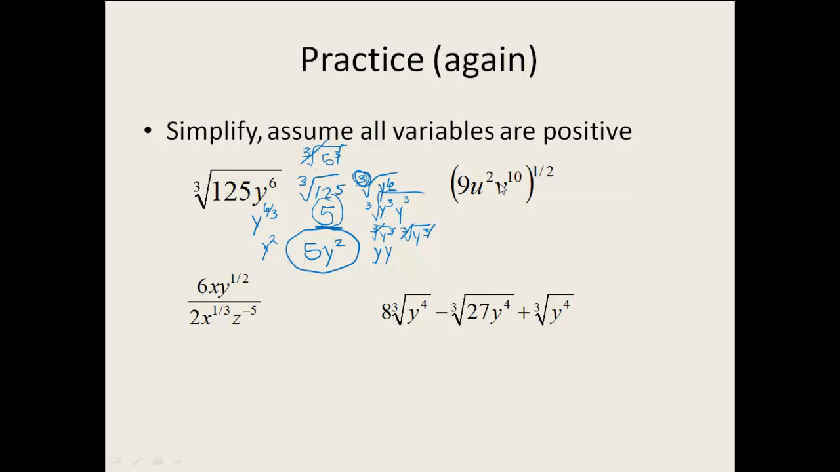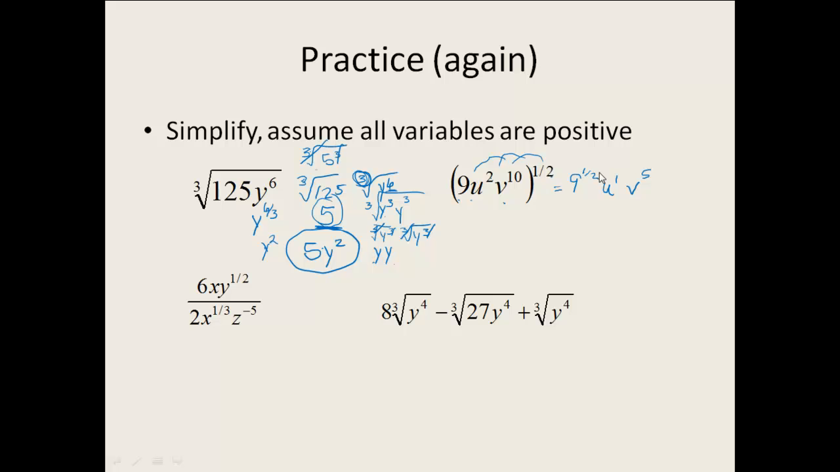I have 9u squared v to the 10th, that quantity raised to the 1/2 power. Now this one, you can rewrite using radical notation. You can multiply it out first. I'm going to go ahead and multiply this out. Now remember, our rules of exponents is that everything inside here gets this 1/2 power. So I have 9 to the 1/2. I'm going to have u, and when we do power of power, we multiply exponents. Well, 2 times 1/2 is 1, and 10 times 1/2 is 5. So I really have 9 to the 1/2, u to the 1st, v to the 5th.